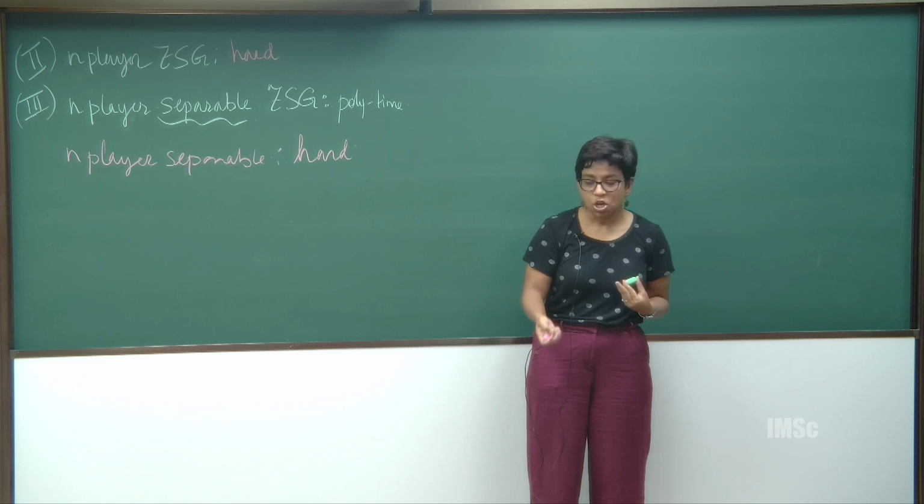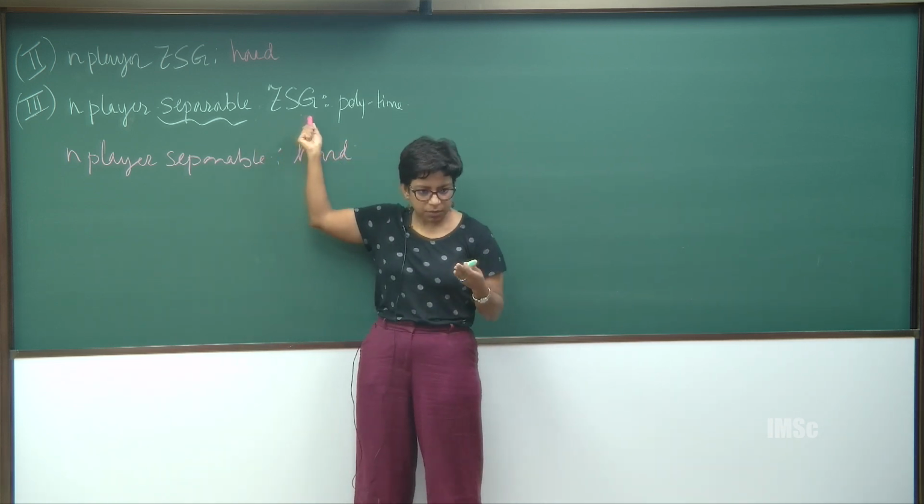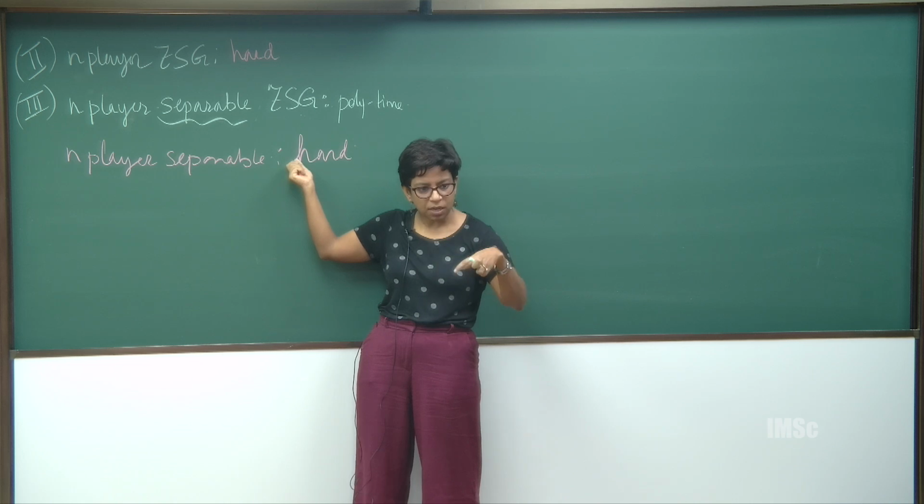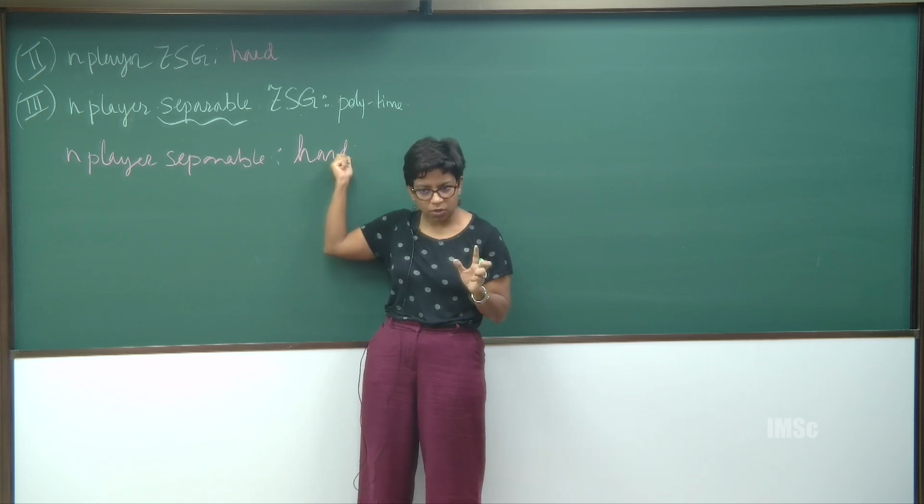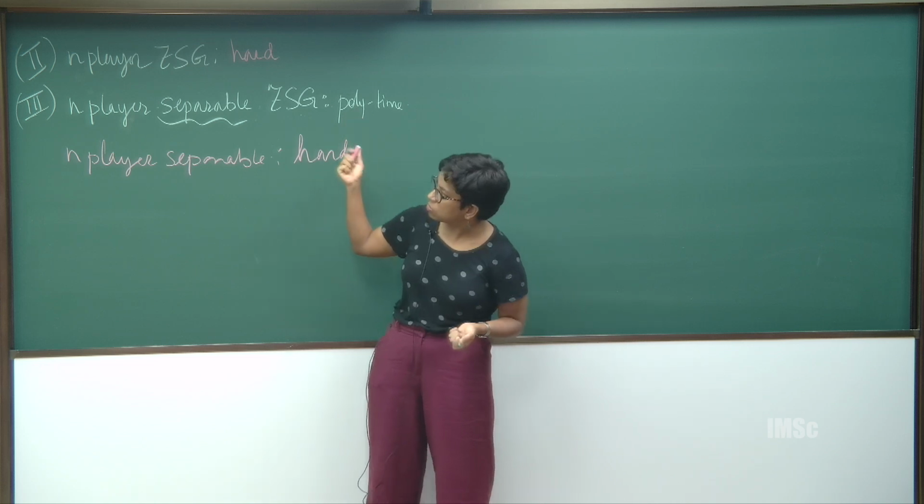Okay. So, this n-player separable zero sum game, the kind that we are talking about, is when the smaller games are between 2 players each. But if you have separability, but a more non zero sum game, and possibly with more players, then it becomes hard again. I do not know if we will get to this one, but these things we will see.